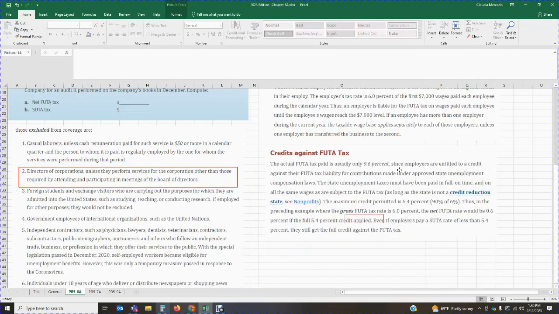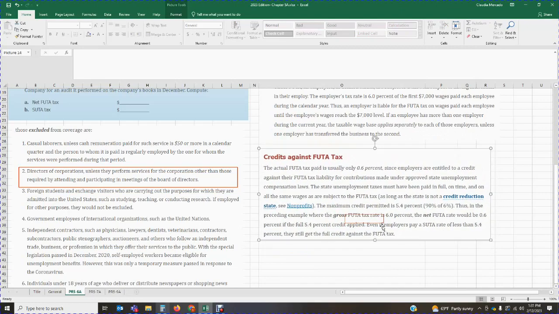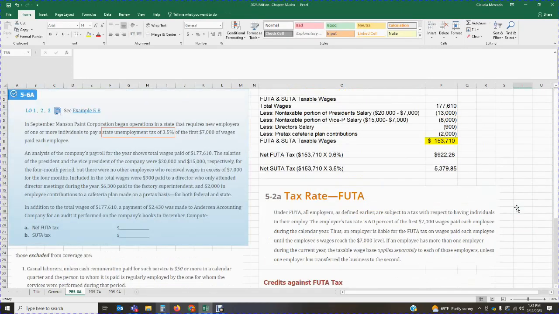But in order to be able to calculate that, it is important that we dissect the information to figure out what it is that we need, what we don't need. Always be mindful of that 7,000 cap. We only pay state and federal unemployment taxes on the first $7,000 of wages paid to each employee. If the employee makes more than 7,000, anything above 7,000 is not taxable for federal and state unemployment tax purposes.